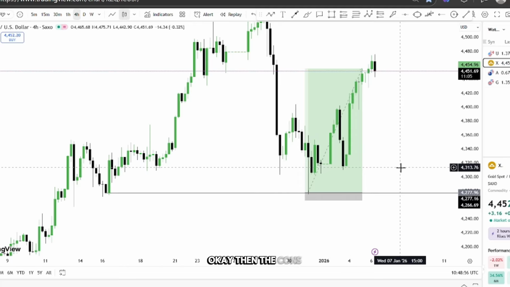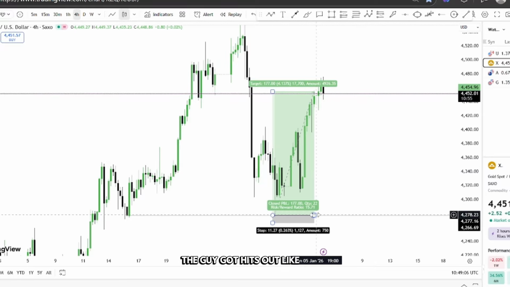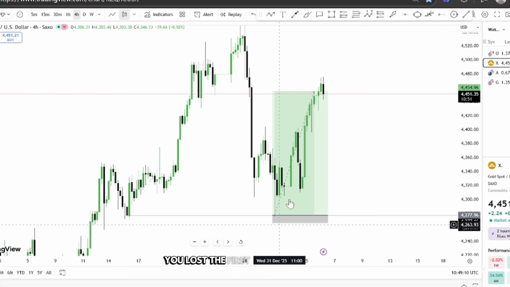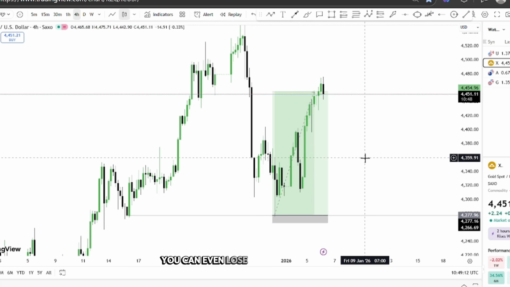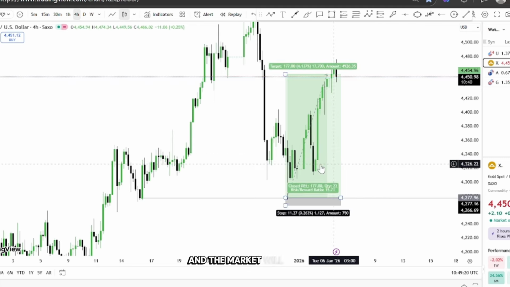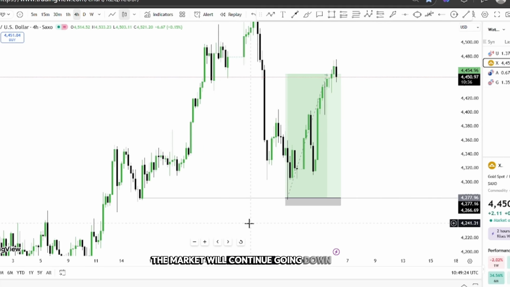Okay, then the cons, the disadvantages of trading this kind of strategy. You have low win rates. Yes, because like I explained earlier, the guy got hit out like twice. It was the third time that he made the money. He lost the first one, the second one. You can even lose up to 3 times or 4. Your win rate will be low because sometimes there's no proper confirmation and the market will continue going down.